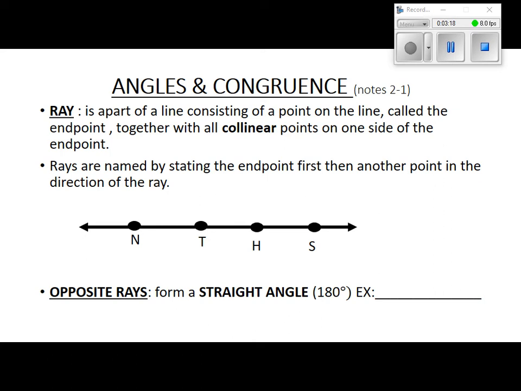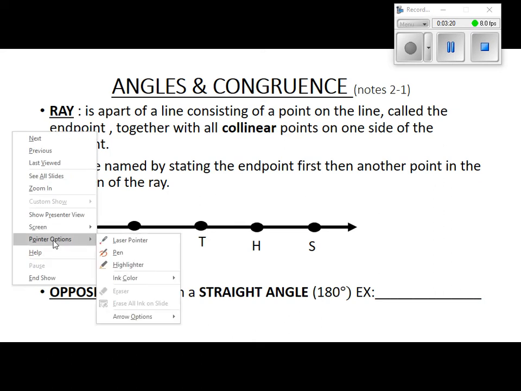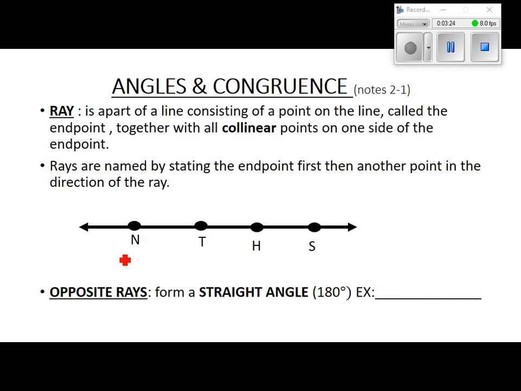TS. Could you pick any letters? Yes. All right, so if we say TS, what's that telling us? It starts at T and it goes out through S. Now with this ray, what's another way to name that ray? That's the exact same ray.